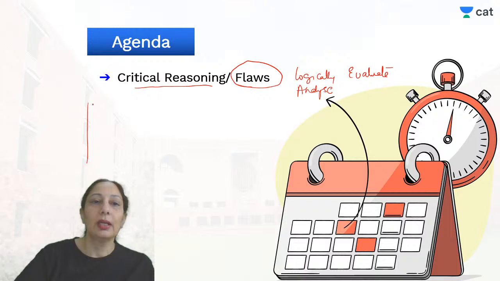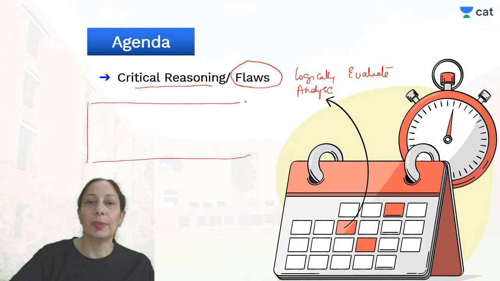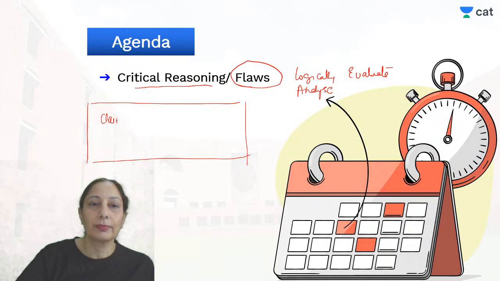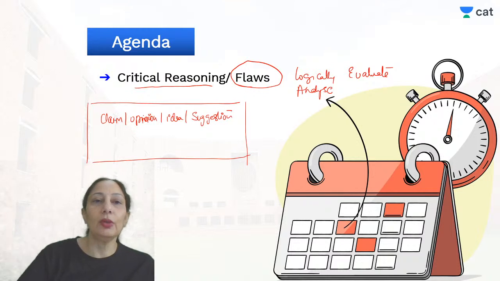There will be what is known as an argument which is given to you, and this particular argument is the author's claim, opinion, idea, suggestion. So the author is giving you his claim, opinion, idea, and suggestion.